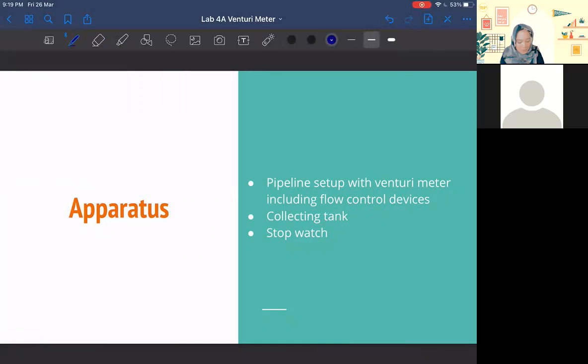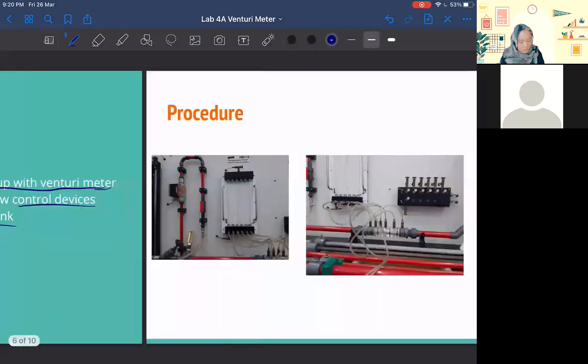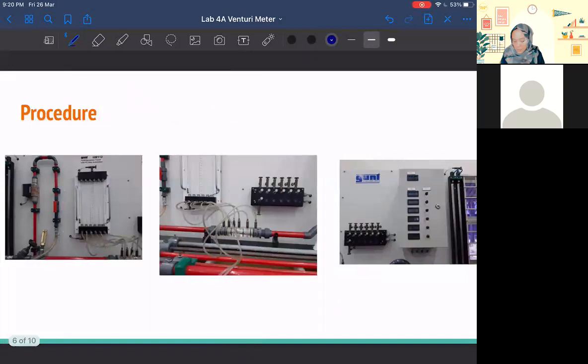Next is the apparatus as I've shown earlier. The pipeline setup with Venturi meter including the control devices. Next we have collecting tank and stopwatch. The procedure of this experiment is firstly we have to check the clamp and then the water level of the manometer.